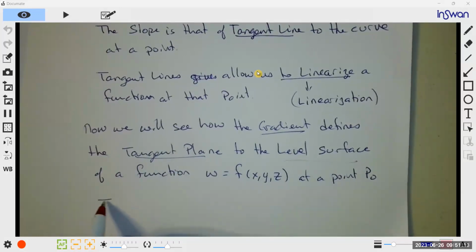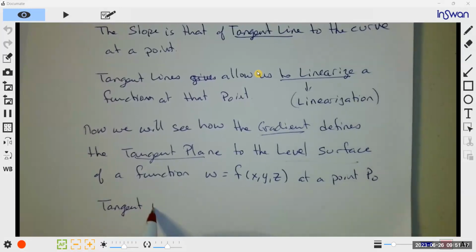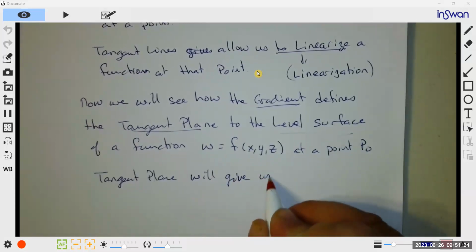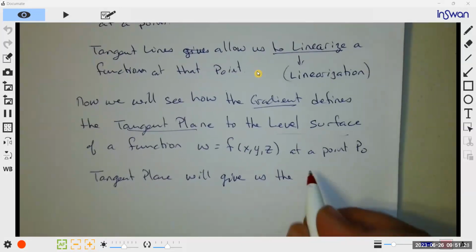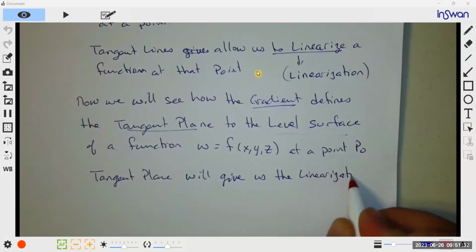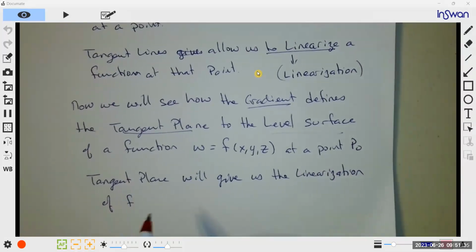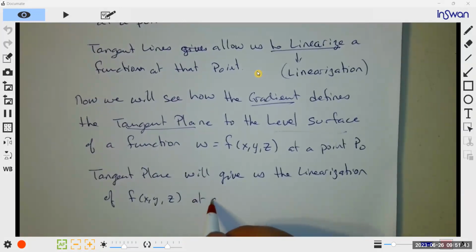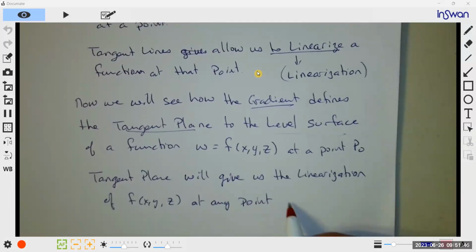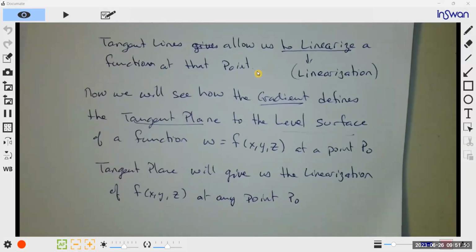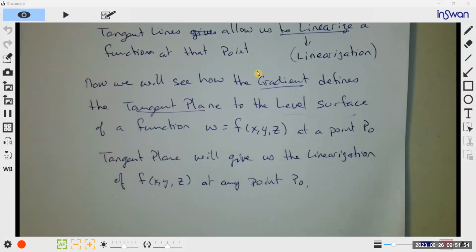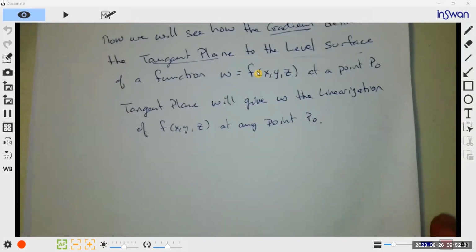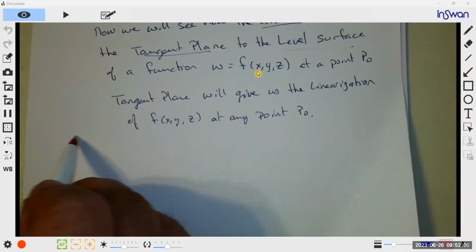So as above, this tangent plane will give us the linearization of our function at any point. That's what we're going to try to do in this section.